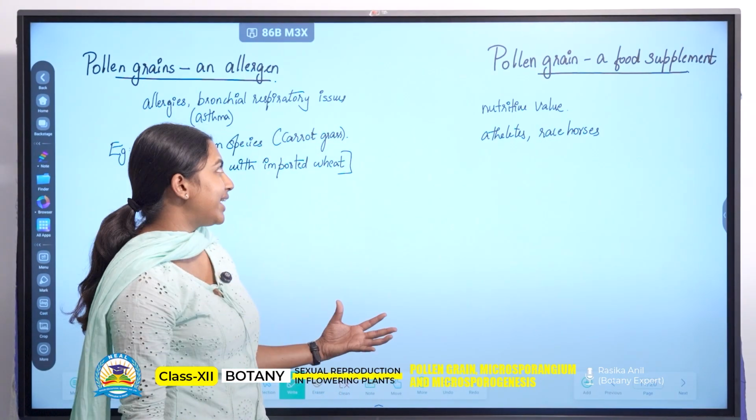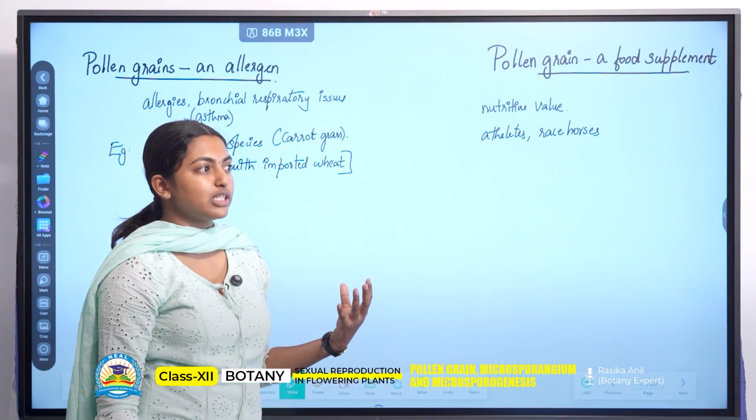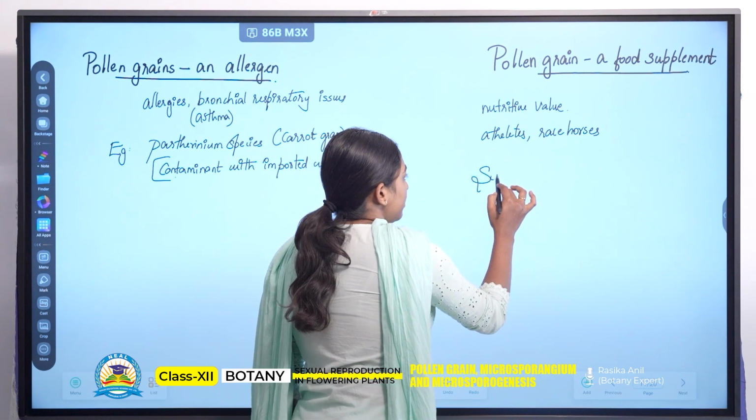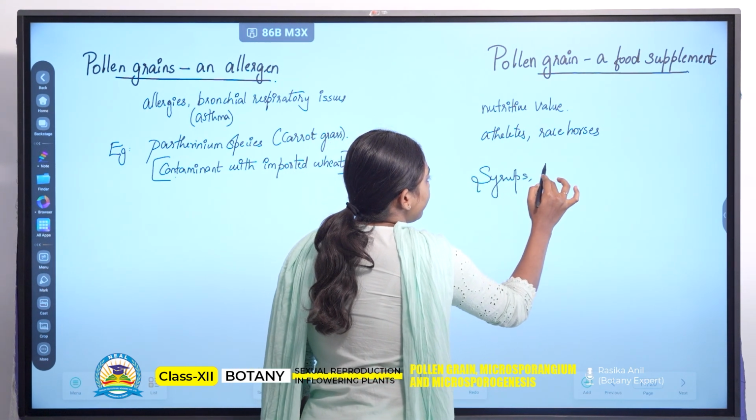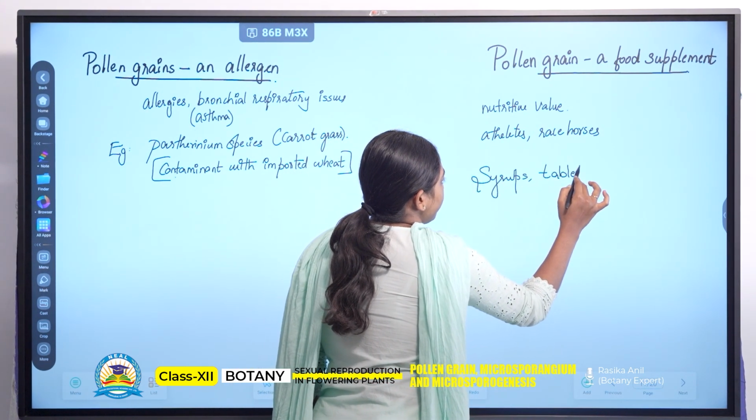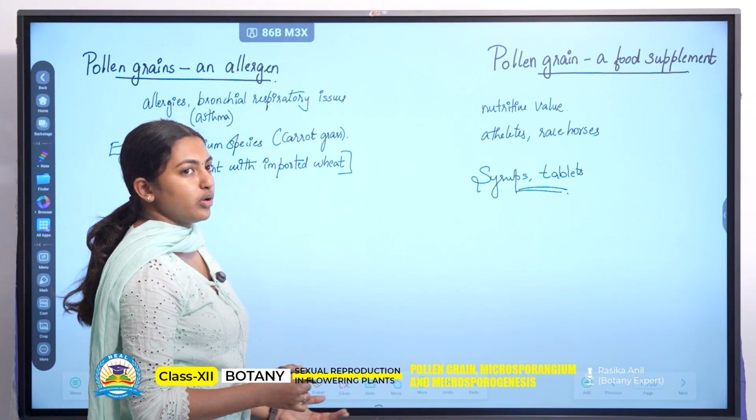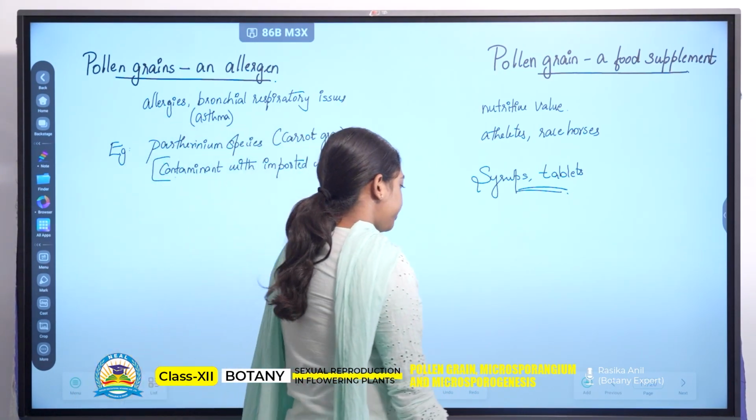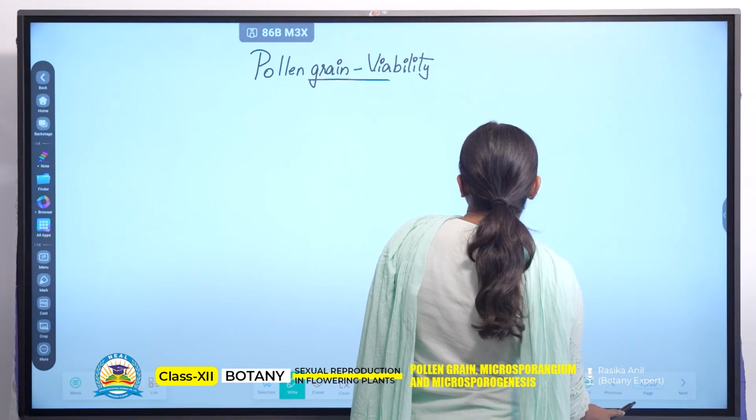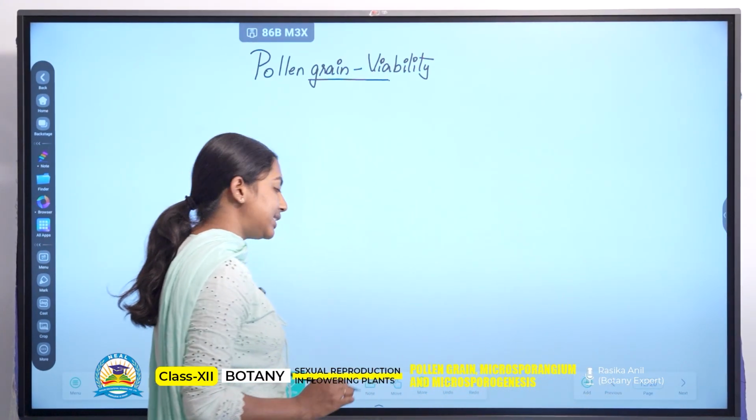So it is very rich in nutritive value. Then you can find these pollen grains as supplements in the form of syrups, right? Syrups you can find, tablets also you can find, right? These two types you can find. Yeah. Now one more is pollen viability, right?